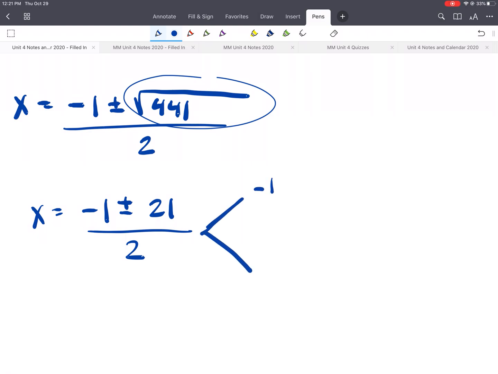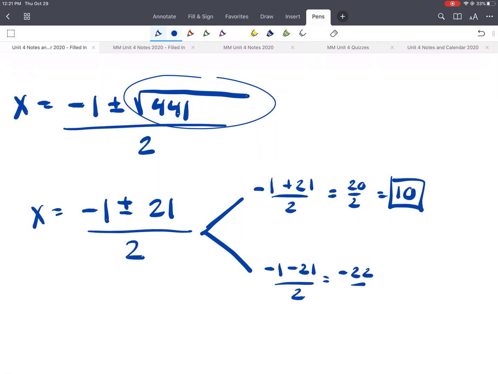Okay, so here we're going to have 2 solutions. We have negative 1 plus 21 over 2, and that would give us 20 over 2, or 10. So one of our solutions is 10, and then the other would be negative 1 minus 21 over 2. Well, that gives us a negative 22 over 2, which is a negative 11. So these would be our 2 solutions.